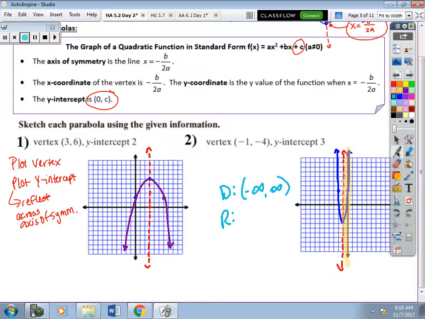Ashley? Perfect. The smallest on the y-axis that the parabola ever touches is here, which occurs at -4, comma, bracket because it actually touches, comma, infinity, because it goes up forever and ever and ever.